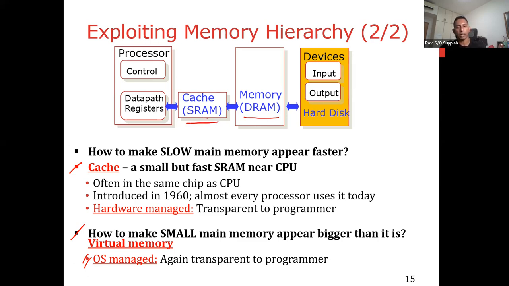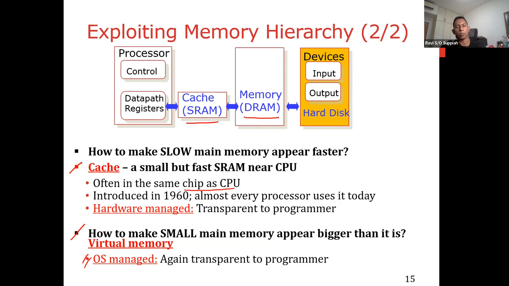Okay, and that is what we call the cache. This cache is usually within the same chip as the CPU, and it is hardware managed. What we try to do is keep content that is regularly accessed close to the CPU so that the access time is as minimal as possible.